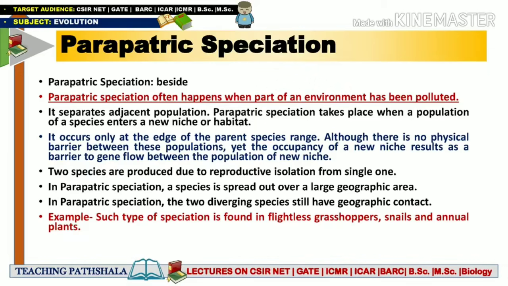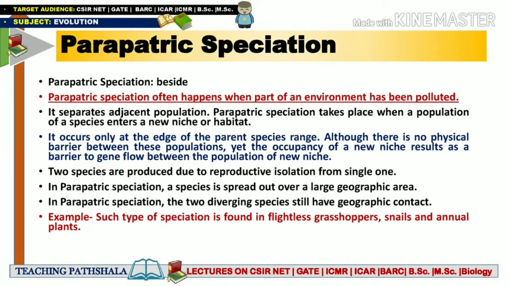The third line says it separates adjacent populations. Parapatric speciation takes place when a population of a species enters a new niche or habitat. So due to some adverse environmental condition, the new population may shift to some other place and make a new niche or habitat. In this way they move toward a different place and form an isolated population because they are entering a new niche or habitat.